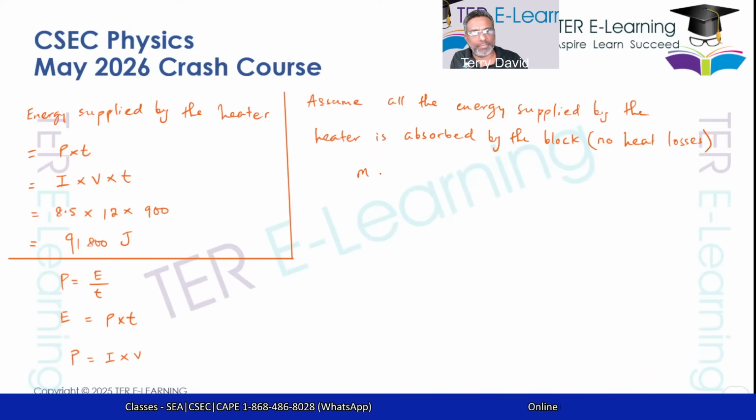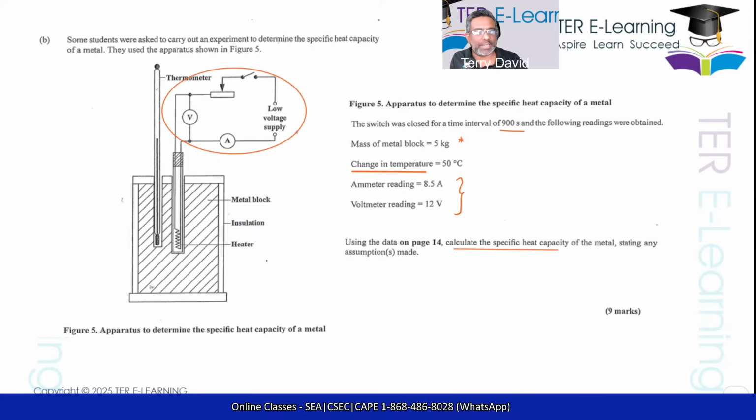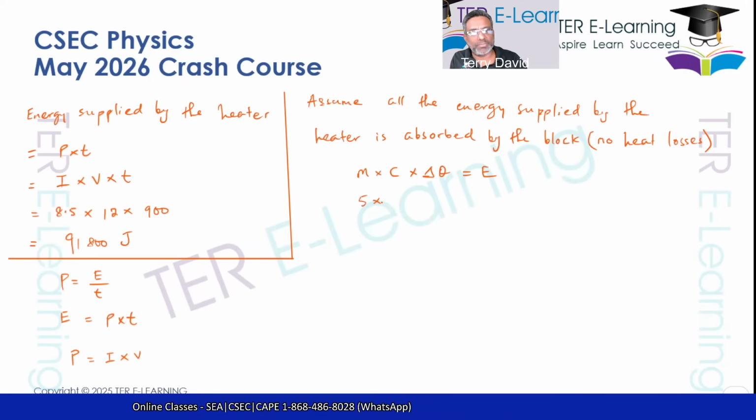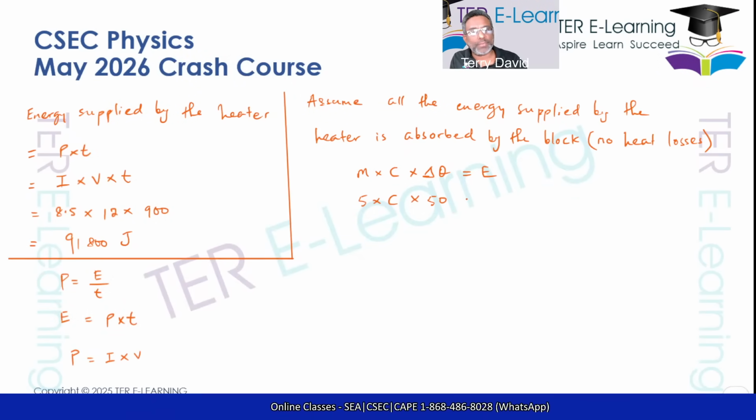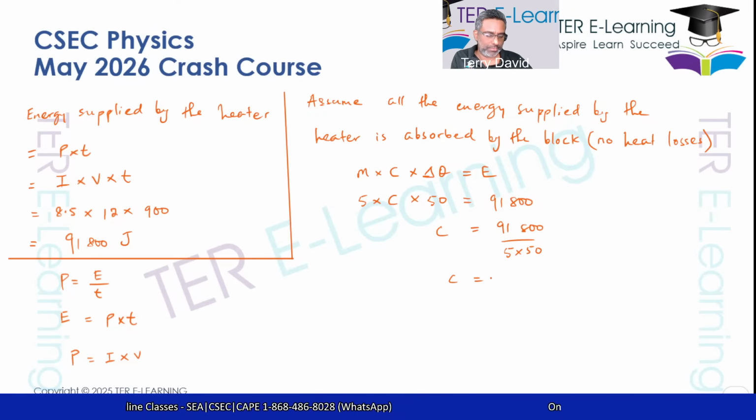So we're going to say m by c by delta theta is equal to the energy that was supplied by the heater. The mass of the block, they gave us that in the question, is 5 kg. So it's going to be 5 multiplied by c, I don't know what c is, multiplied by the temperature change. The temperature change in this case is 50 degrees Celsius. That's equal to the energy supplied by the heater, which is 91,800. So therefore, c is equal to 91,800 all over 5 by 50. So therefore, c is equal to 367.2.